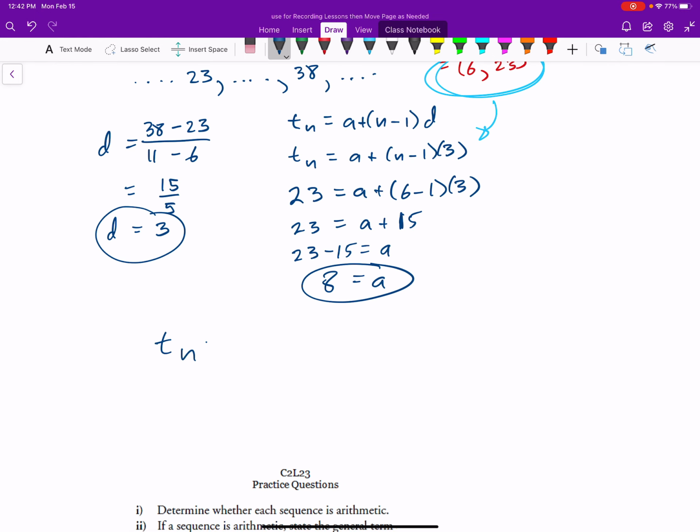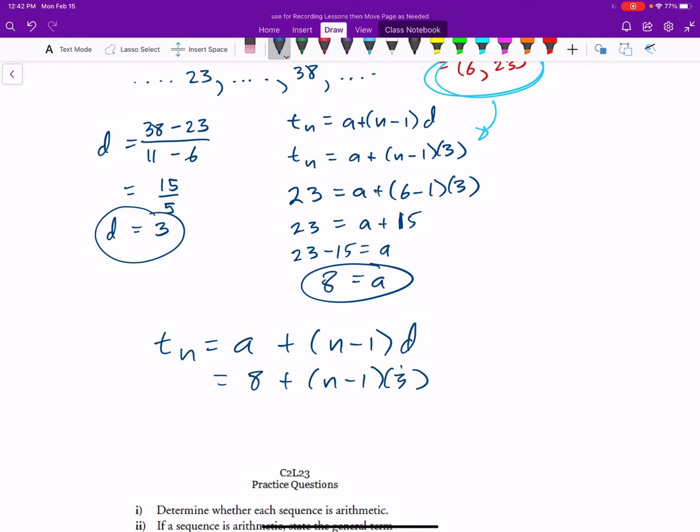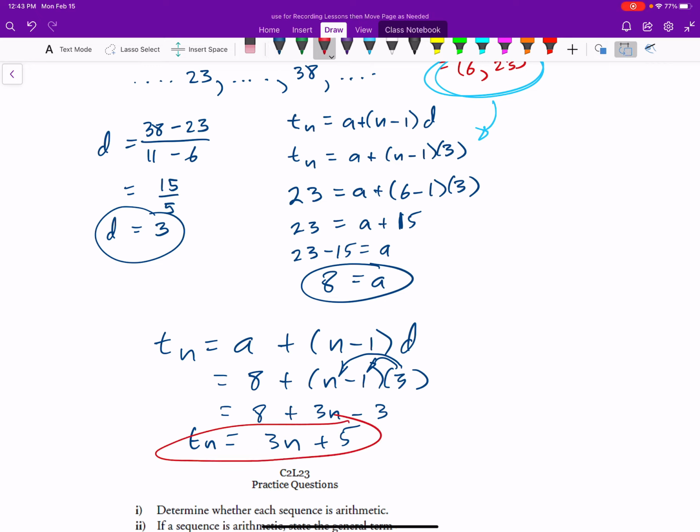So I can put it all together to get my formula. Let's write the formula one more time. So a is 8 plus n minus 1 times 3. Do my distributive law thing again. And I have 8 plus 3n minus 3. Collect my like terms. 3n plus 5 would be my final answer. Maybe I'll write t sub n down here as well just to round it out. So there's my actual formula.